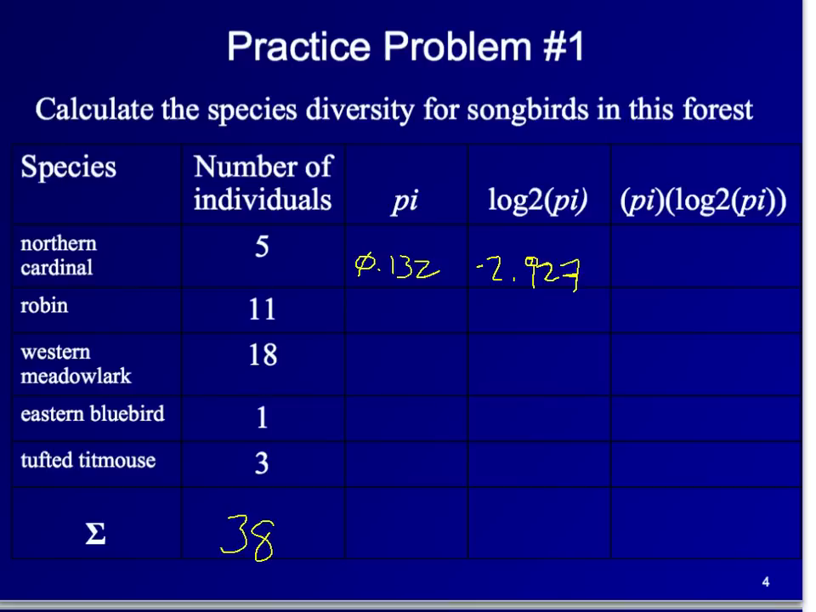And then to determine H for that particular species, you multiply those 2 columns by one another. And you get negative 0.385. Now I'm going to go down and fill in each of these cells on this problem. On the remaining 2 problems, I will just fill them in and you'll see the finished table.